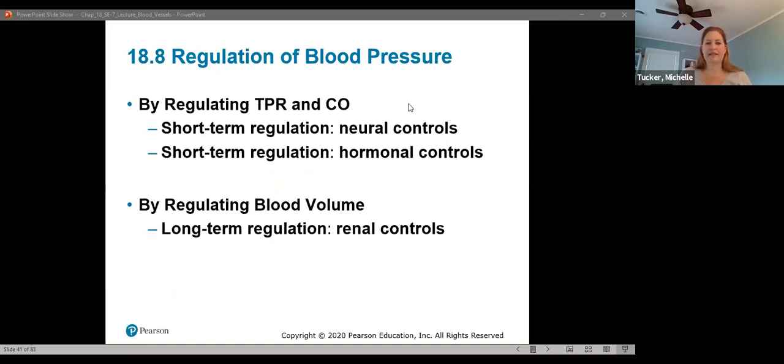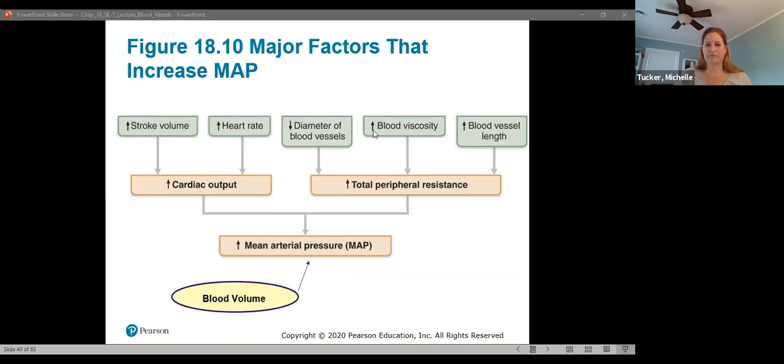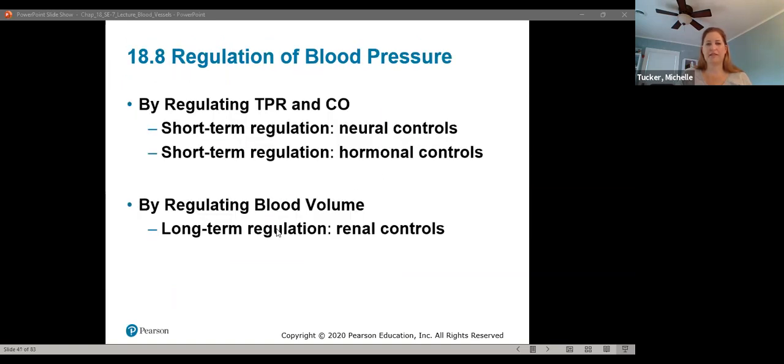For regulating total peripheral resistance and cardiac output, there are short-term regulation via neural and hormonal controls, and then we can regulate blood volume to affect total peripheral resistance by long-term renal controls. So there are neural controls for total peripheral resistance as well as cardiac output, and then we'll get to the hormonal controls.